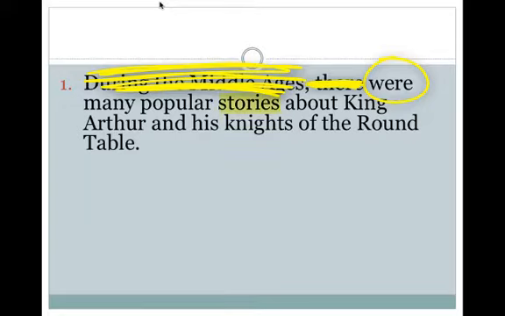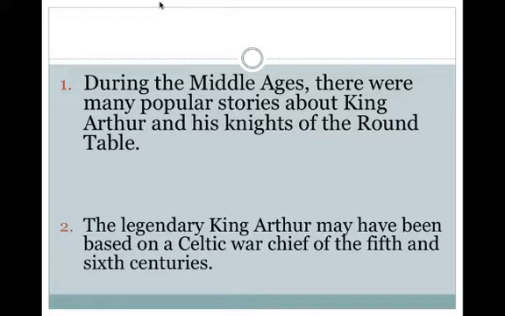Sentence 2. The legendary King Arthur may have been based on a Celtic war chief of the 5th and 6th centuries. If we look for the verb in this sentence, it's kind of a weird one, but it is an action verb and it's based, but it has some helping verbs with it. So we are going to include those. So may have been based is the verb phrase. And if you back up from there and ask what or who may have been based, it's a pretty simple way to find the subject of King Arthur. King Arthur is who may have been based. So King Arthur is the subject.